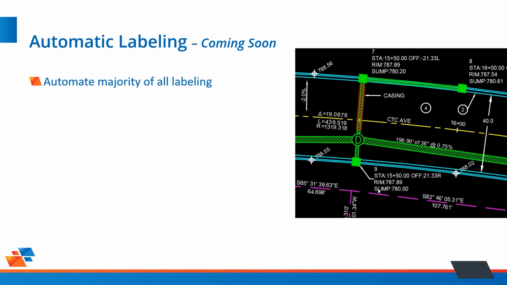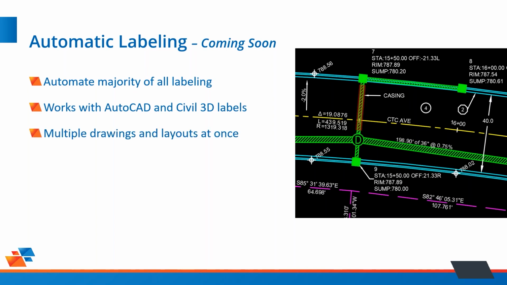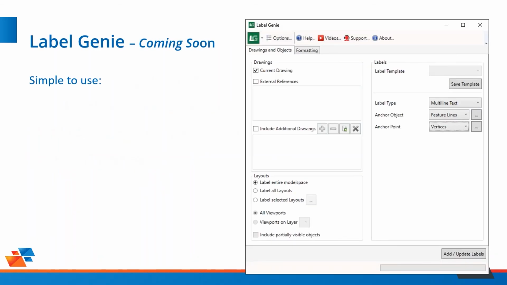But all this stuff, right, like line and curve labels, pipe network labels, just M text and M leaders, all this kind of stuff, we're going to have it baked in there. It works across AutoCAD and Civil 3D labels. You're going to be able to label multiple drawings and/or layouts at once. And it works with your standards, right? So it's reading whatever styles you have set up. It's working with your layers. And it's pretty simple to use.